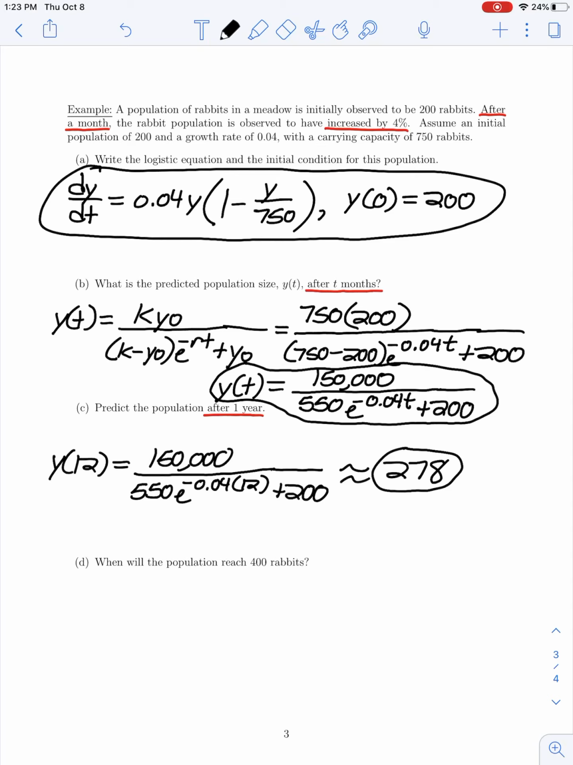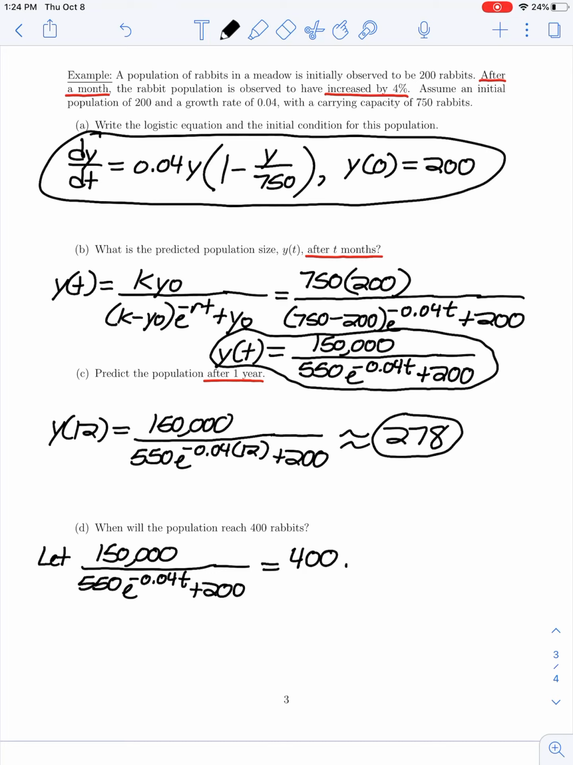Now in part D, we ask the question, when will the population reach 400 rabbits? So let's take a look. Here, we would take our expression for the population size at any time, which we found in part B, to be 150,000 over 550 times e to the negative 0.04 t plus 200, and I want this population size to equal 400. And now my goal is to solve for t.